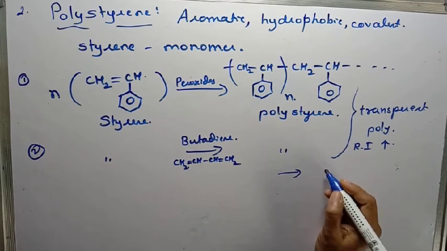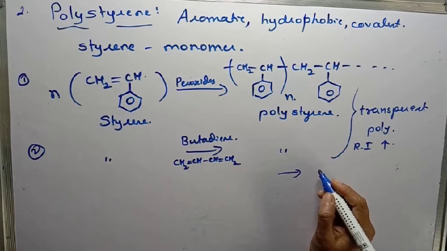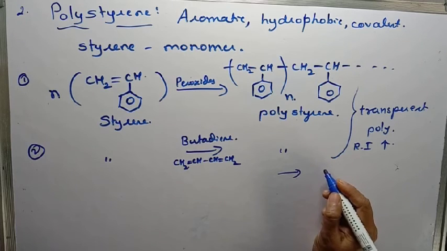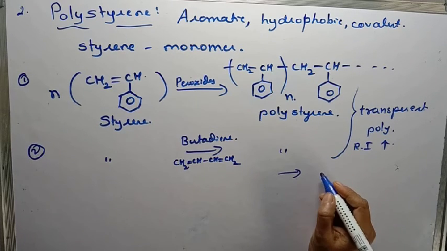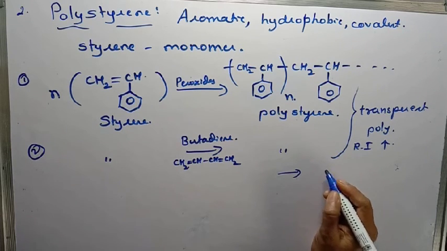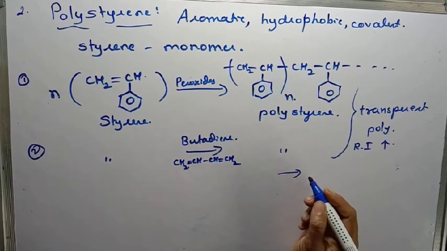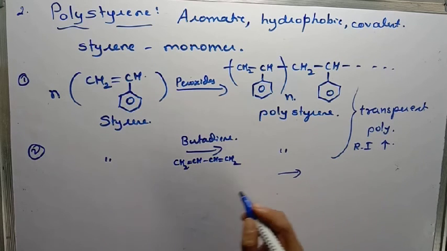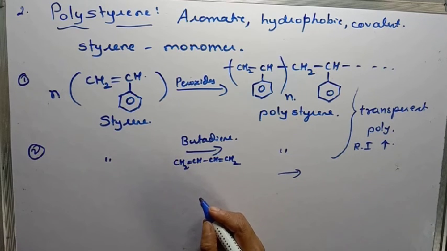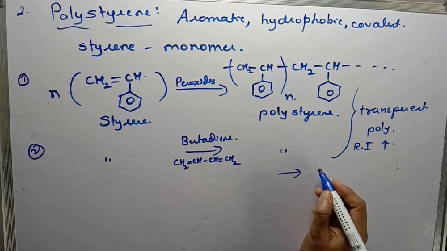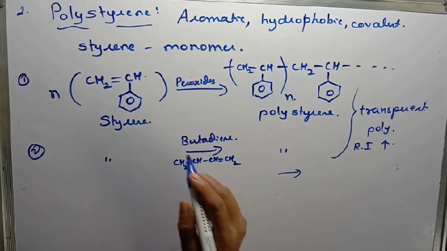Based on the properties of this polymer, it is used in making thin sheets, jars, bottle caps, cups, and storage containers, and even audio cassettes, and also television parts. So this polymer is used.